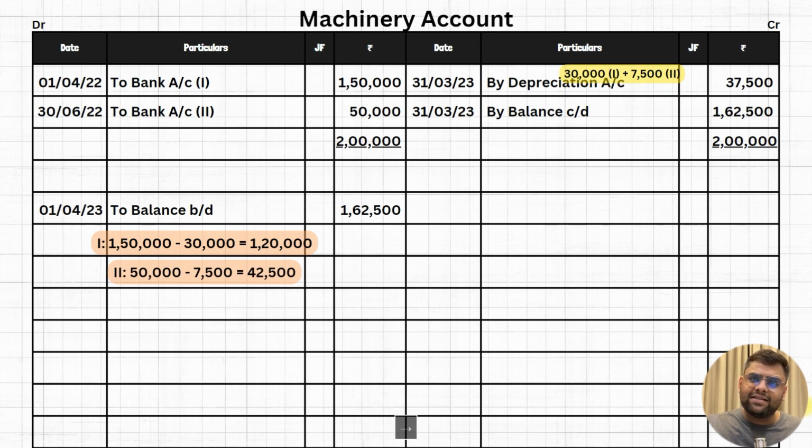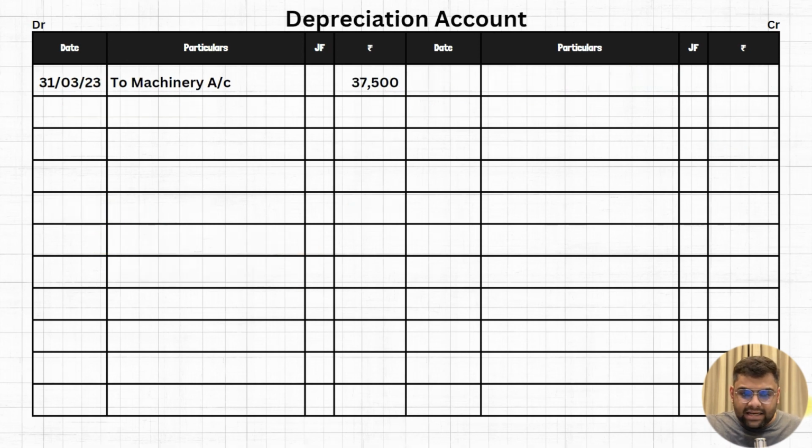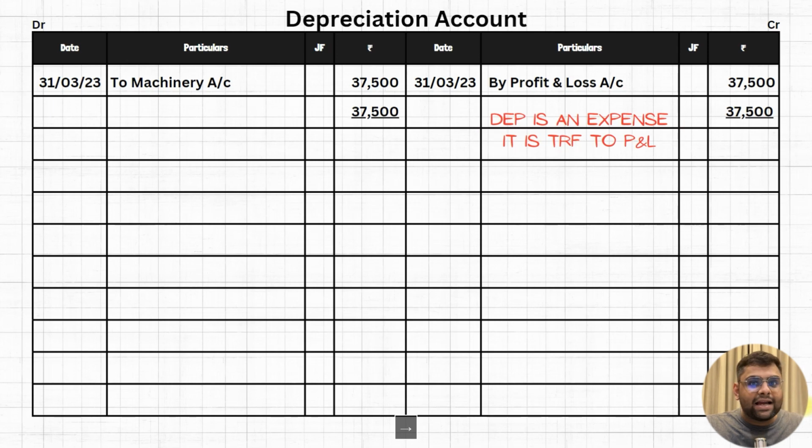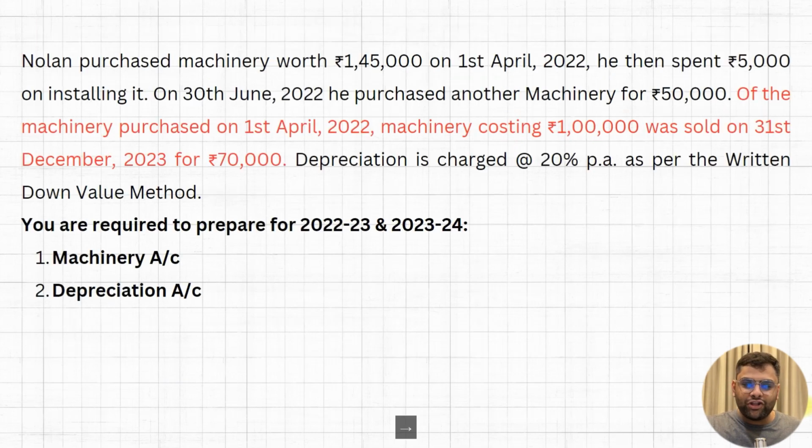Now, let's balance the depreciation account. The balancing figure in depreciation account will be transferred to by profit and loss account. Depreciation is an expense. इसका closing balance by balance c/d, opening balance to balance b/d कुछ नहीं होगा. जो भी amount balancing figure आया will be transferred to P&L because it is an expense. Moving on to the next year.